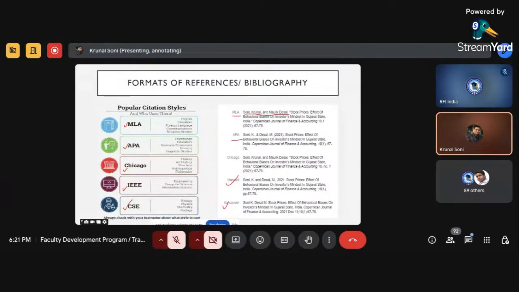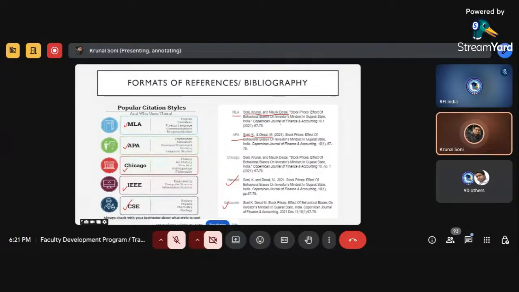Then the same comparison if we come to the APA style. You can see they are using last name and first name, but for the first name they are only using the first letter. They are not mentioning the full name of the author. And again, for the second author, the same pattern has been followed by the APA style. The last name of the second author, that is Desai, and they don't write the full first name, but are just mentioning the first letter of the name, that is M for Maulik.